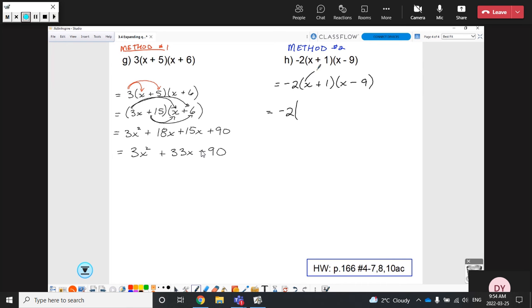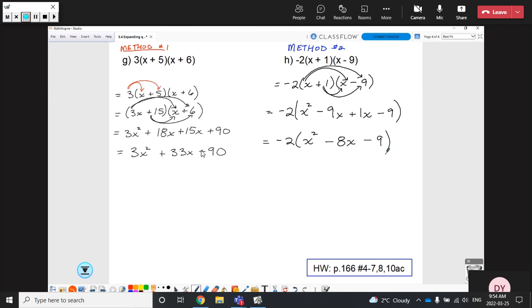So x times x is x squared. x times negative 9 is negative 9x. Plus 1x. I always put a 1 there. You don't have to, but I do. Minus 9. We've just FOILed, and we're going to collect our like terms, like we always do. x squared, minus 8x, minus 9.